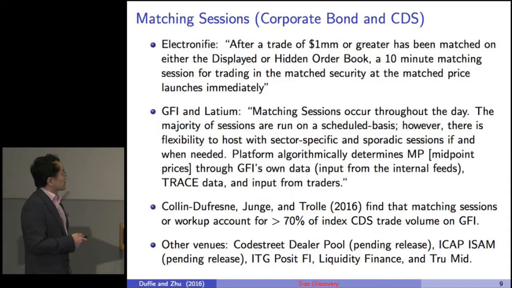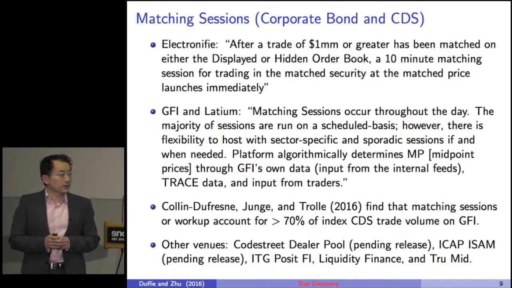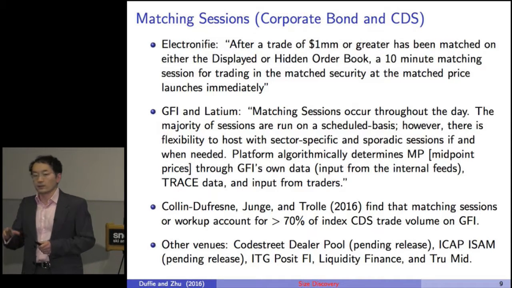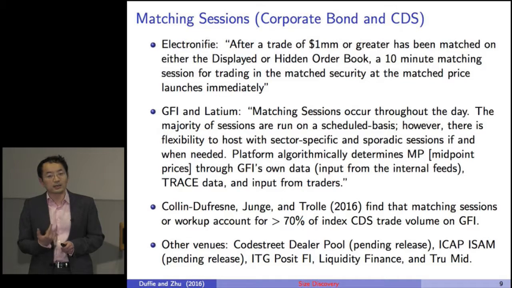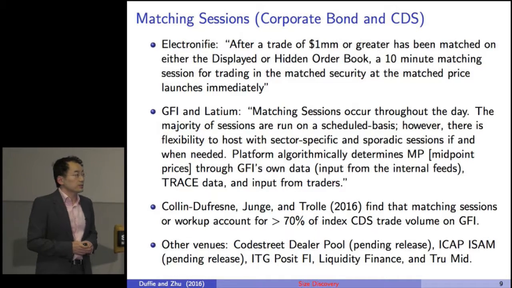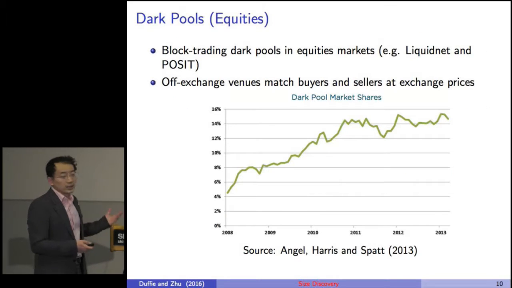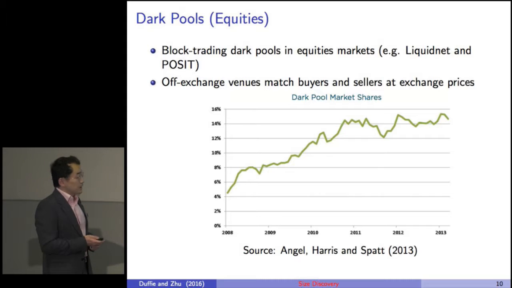Now, here are some other examples, but in the interest of time, let me just highlight this one. In the derivative market, Colin Dufresne and his co-author find that on this particular trading platform, GFI, which is the interdealer platform for index CDS, over 70% of volume is done through a workup-like protocol. Okay, so this is an important one for large trades. In equities, of course, we have block crossing dark pools like Liquidnet and Deposit.